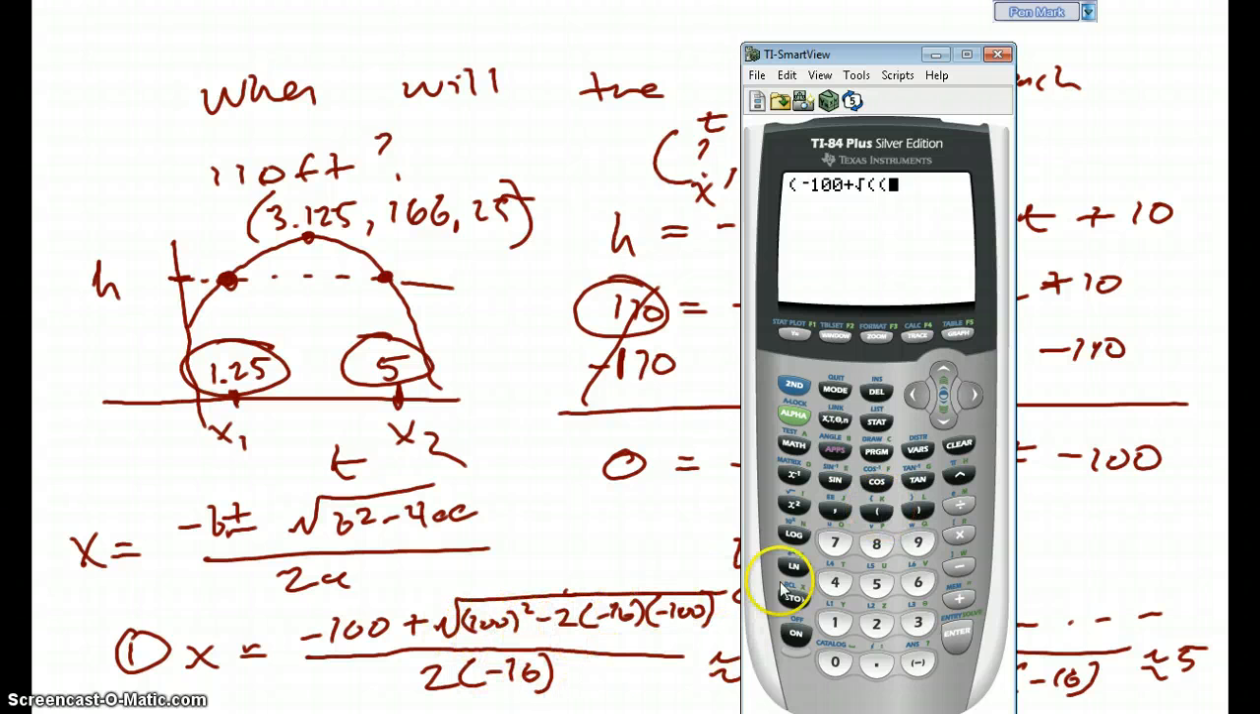Parenthesis 100 squared minus 2 times parenthesis negative 16, etc. So I'm going to do 100 squared minus 2 times negative 16 times negative 100, close that parenthesis, close the square root, so now I've closed the whole square root, and now I've got to close my numerator, so my calculator knows that this whole thing is my numerator. Divide this by, parenthesis, 2 times negative 16. Close that parenthesis for my denominator, and hit enter.